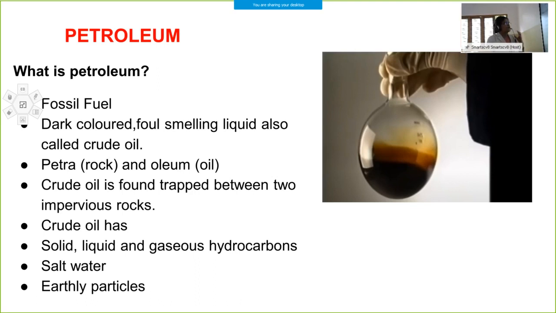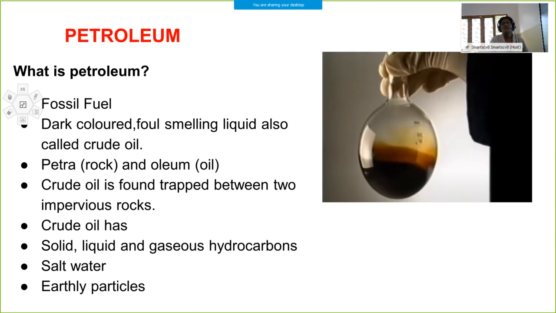So petroleum is also a fossil fuel just like coal. Now it is a dark colored, foul smelling liquid, and it's also called crude oil. You can see in this picture, crude oil, what we get from the earth's crust, is actually like this. It is a thick liquid. It is a dark colored, foul smelling liquid, what we get initially.